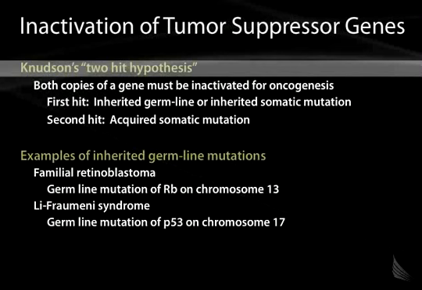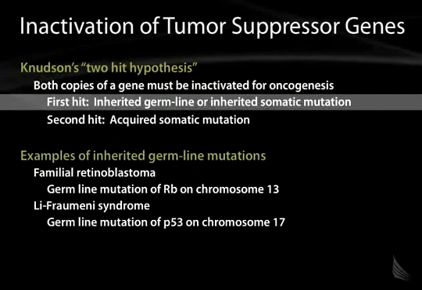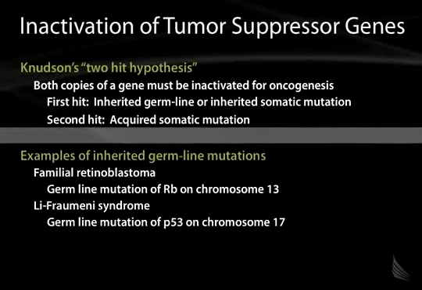Knudson hypothesized that if there are two copies of a tumor suppressor gene present within the cell, both copies must be knocked out in order for the cell to develop into a cancer. The first hit can be inherited germline or be an inherited somatic mutation. The second hit is generally an acquired somatic mutation.